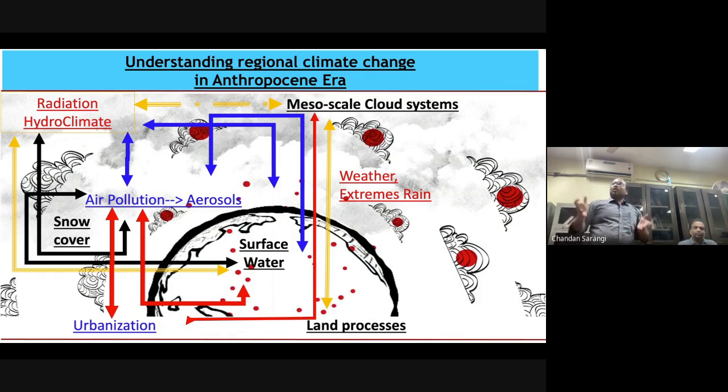I have introduced some terms, and I think this is self-explanatory by this time. We have different systems: mesoscale cloud systems, extreme rain. And then on a larger scale, we have hydroclimate cycles. We have radiation cycles that are linked through different land cover systems. Snow is there. Simple hydrology, water is there, and all of these are connected through atmospheric processes, and hence aerosol has to be playing a role in it. And for the last 20 years, this atmospheric community is trying to better understand this.